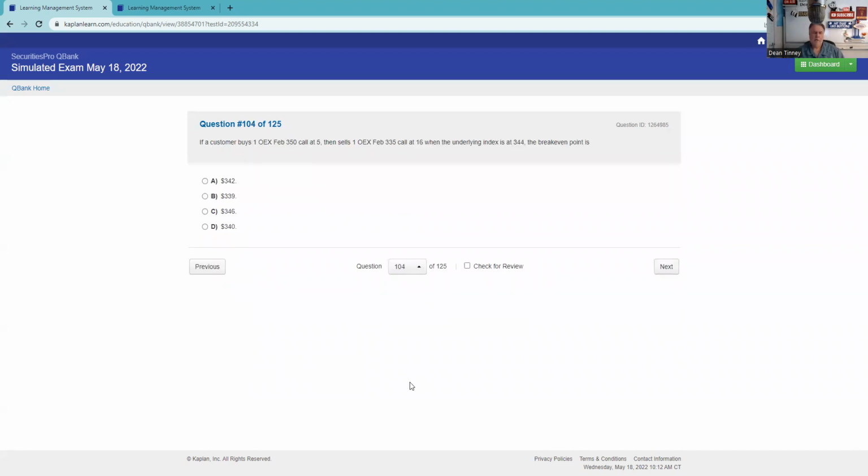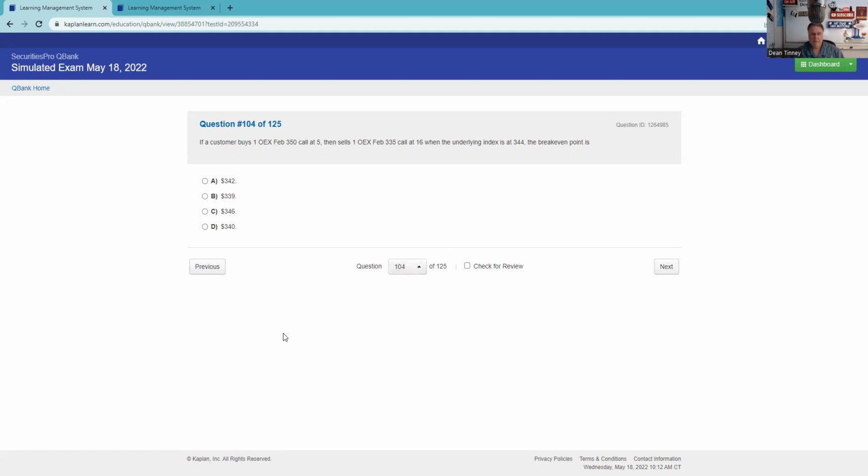If a customer buys an OEX, this is an index option, at 5, and then sells it at 16. When the underlying index is, by the way, this has nothing to do with answering the question. It's strike price plus premium. So the strike price is $350 plus 5, and then sells, I got another thing going on here, my bad, a $335 call at 16. So now it's a spread.